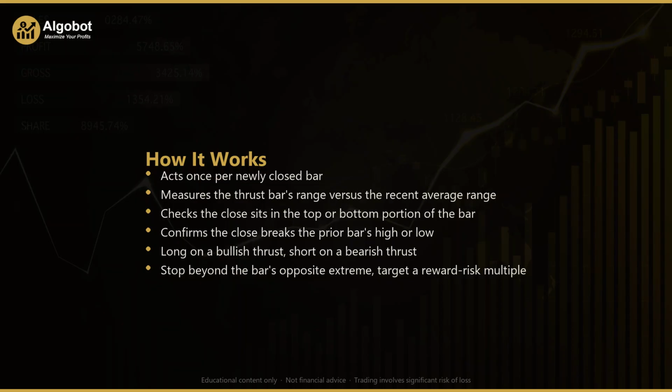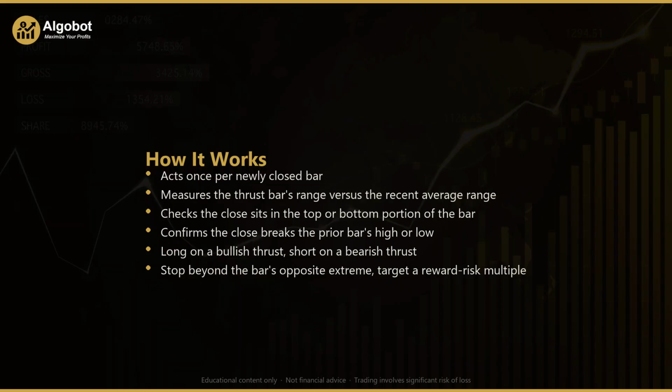The first thing measured is range expansion. The strategy adds up the high-to-low range of the recent window of bars and works out the average. The number of bars in that window is set by the range period input, which defaults to 14. The thrust bar's own range is then compared against that average. To qualify, the thrust bar's range must be at least the thrust multiple times the average, which defaults to 1.3. In plain terms, the candle must be meaningfully larger than the recent norm, so the strategy ignores quiet, sideways chop.